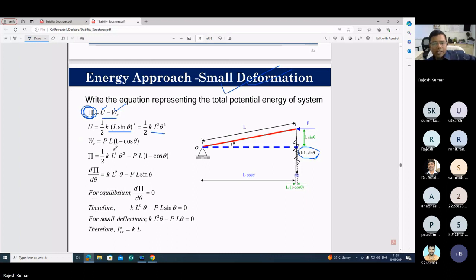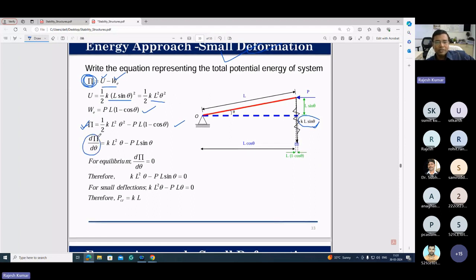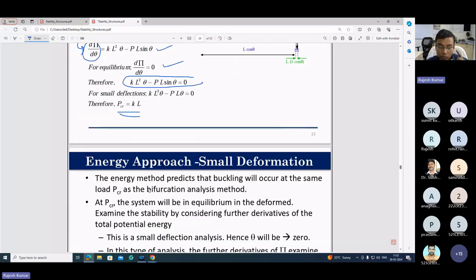What is the work done? Work done is PL(1 minus cos theta). So the total potential energy you write as half K L squared theta squared minus PL(1 minus cos theta). Then del pi by del theta is equal to K L squared theta minus PL sin theta, isn't it? The first derivative you need to find, and make it 0 for stationary. Then you are able to find relations, and for theta very small, from there you are able to get the critical load. So using the bifurcation approach you got the same solution: PCR is equal to K into L.